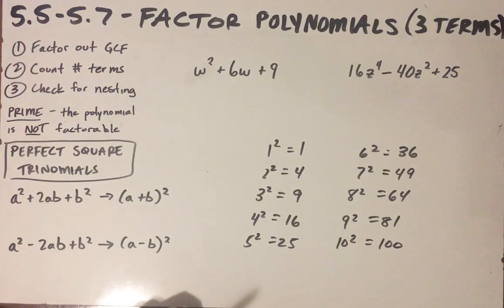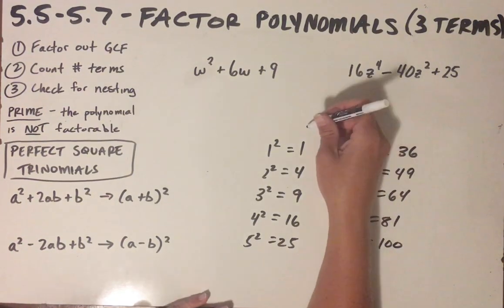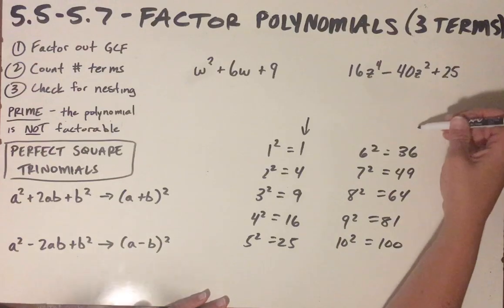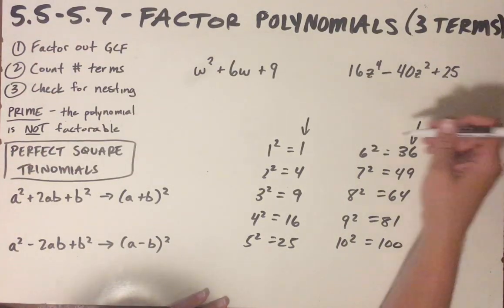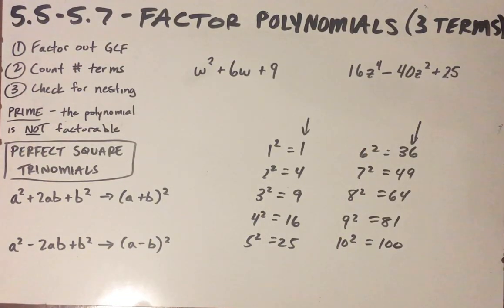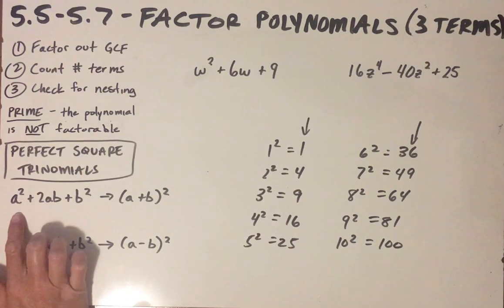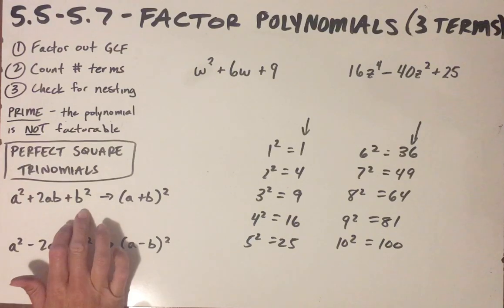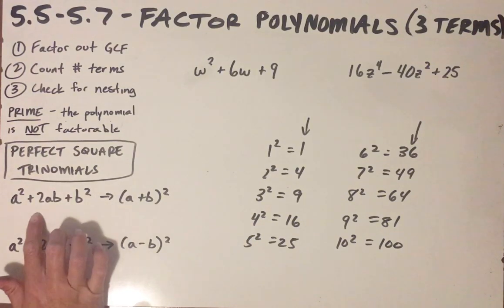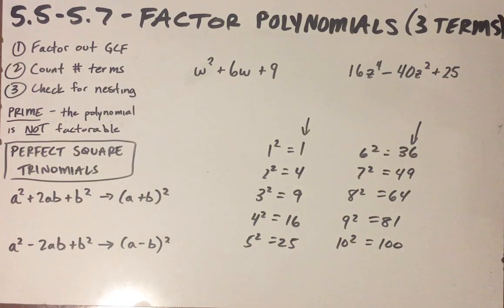Okay, so what is a perfect square? These numbers here and here are perfect squares. They're numbers that can be factored to something times itself. The definition of a perfect square trinomial is that the front end is a perfect square, the back end is a perfect square, and the middle is 2 times their roots multiplied together.